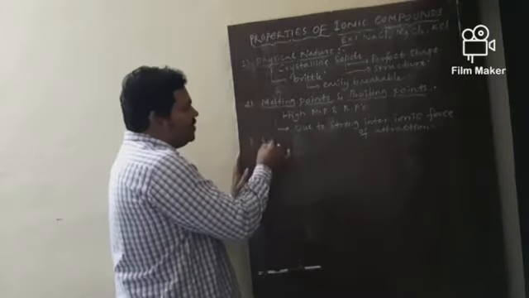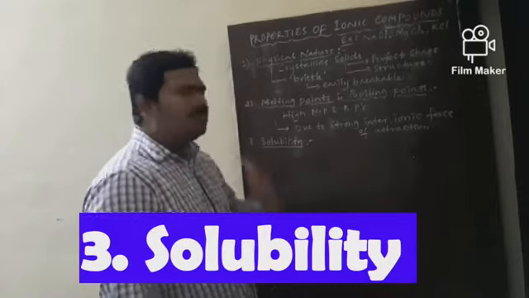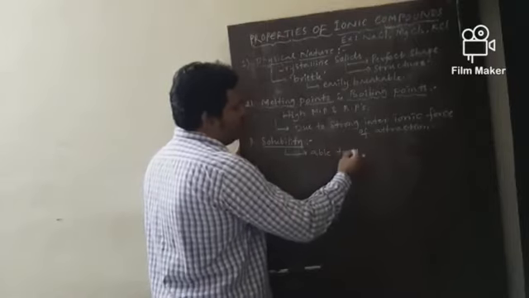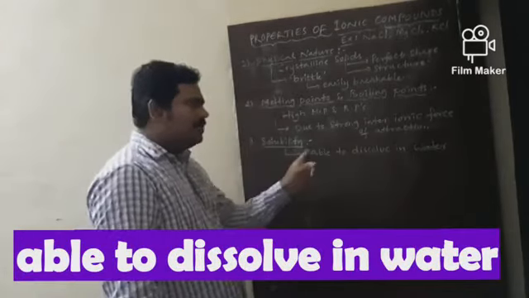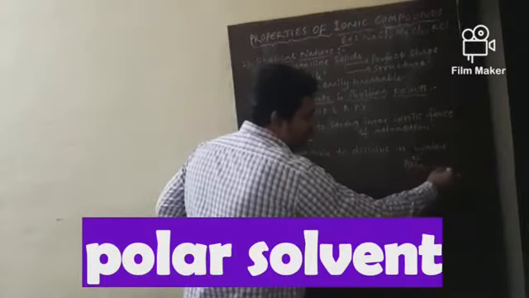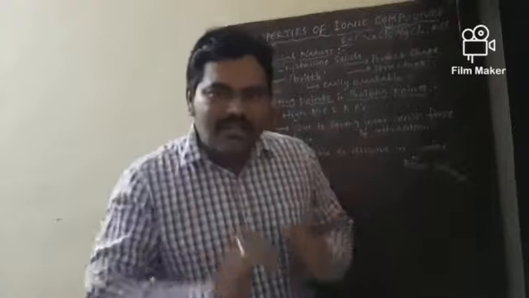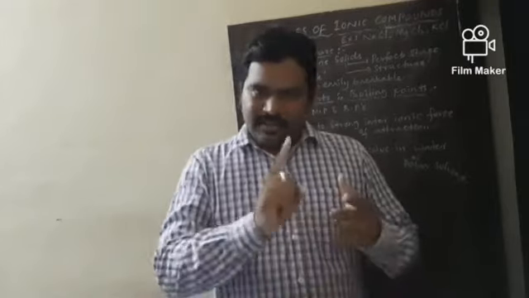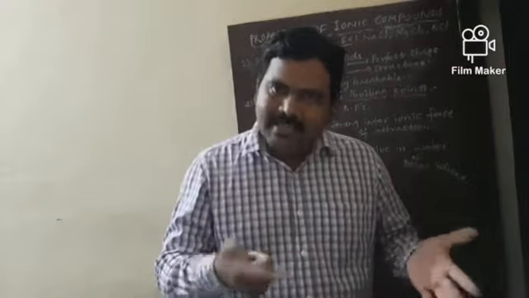Now, the third one is about solubility. All these ionic compounds are able to dissolve in water, because water is what type of solvent? It is a polar solvent. And these compounds are unable to dissolve in kerosene, petrol, benzene, ether, carbon tetrachloride. Once again, these compounds are soluble in water, but unable to dissolve in kerosene, petrol, benzene, ether, carbon tetrachloride, etc.